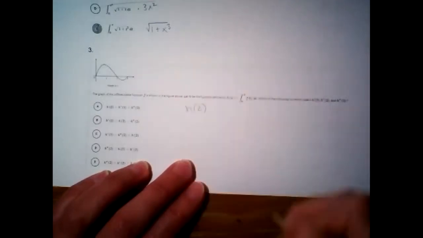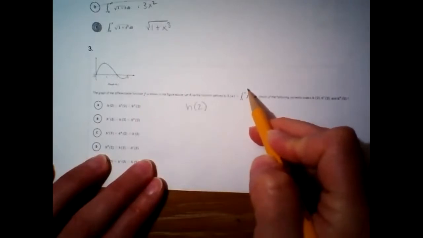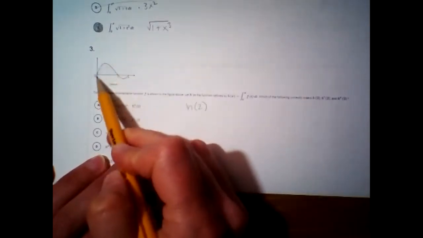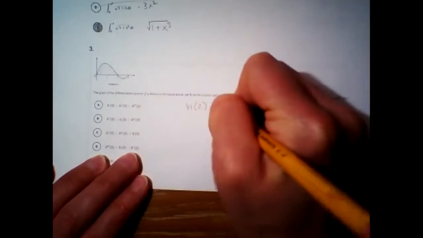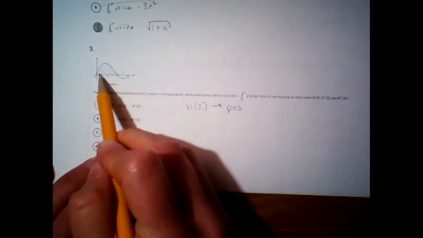So if we do h of 2, that's your accumulated area from 0 to 2. Now, I don't know exactly how much area that is. It's not a shape that I can find the area of, but I know it's above the sea level, so I know that this is positive. Whatever amount it is, I know it's a positive amount. It's the area from 0 to 2.